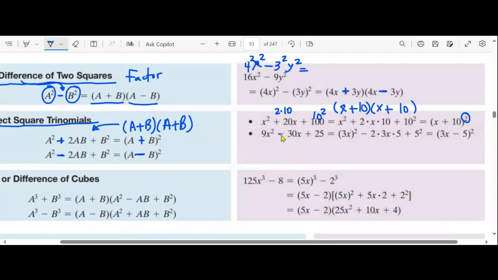Now if it's negative, don't worry. All you have to do is just change the sign here. For example, this one is 9, so it's 3 squared, right? 25 is what? 5 squared. 30 is 2 times 3 times 5. Where did I get the 3? I get the 3 from here. Where did I get the 5? I get the 5 from here. You see? Okay. So it's going to be (3x minus 5) all squared.